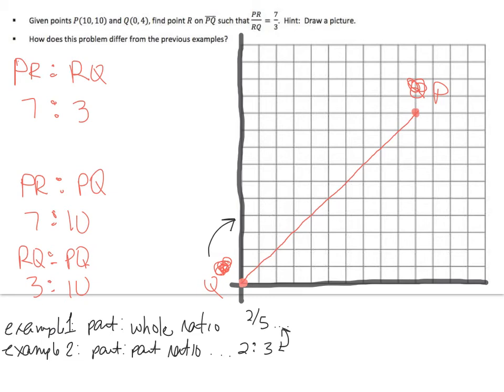So for my x value, I'm going to have 0 plus 3/10 of my total x value, the length of 10. And then I'm going to have 4 plus 3/10. My total length is 6, right?